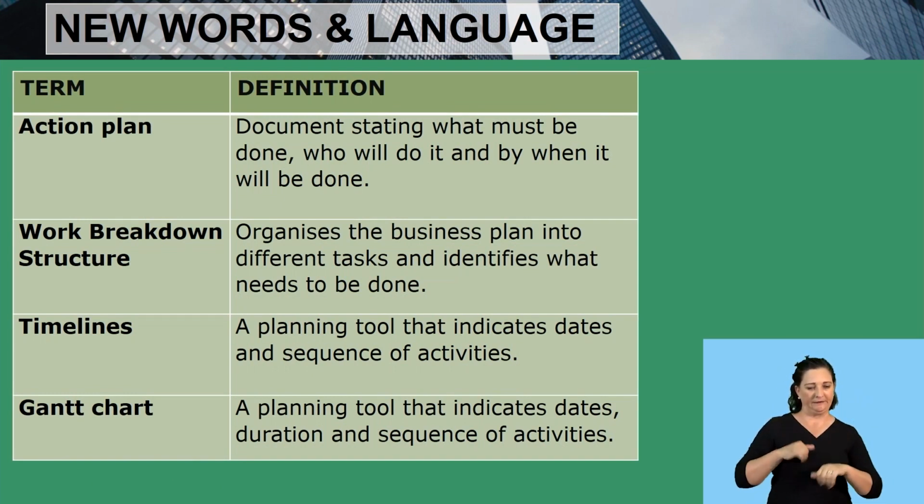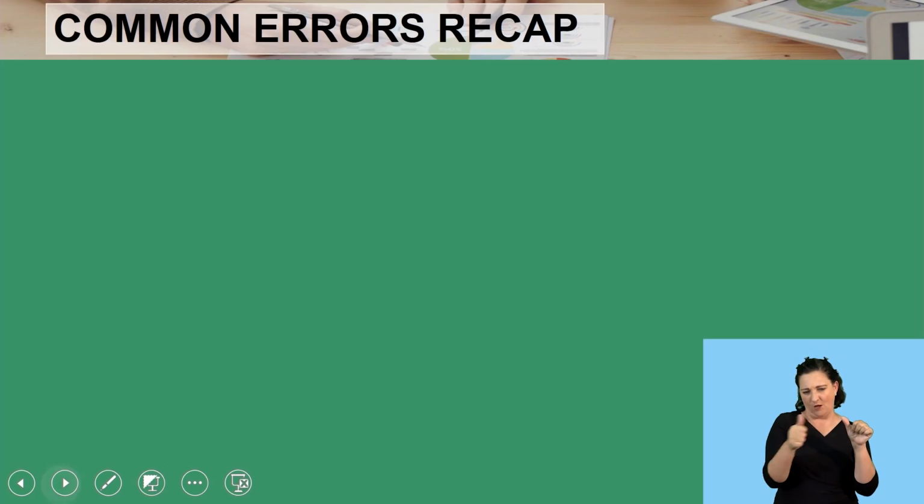Now, the new words and language that we came across throughout the lesson. An action plan, we said, is a document stating what must be done, who will do it, and by when it will be done. Then work breakdown structure organizes the business plan into different tasks and identifies what needs to be done. Then we came across the word timelines, a planning tool that indicates dates and sequence of activities. And lastly, there was a word that cropped up during our lesson, which is Gantt chart, a planning tool that indicates dates, duration, and sequence of activities.